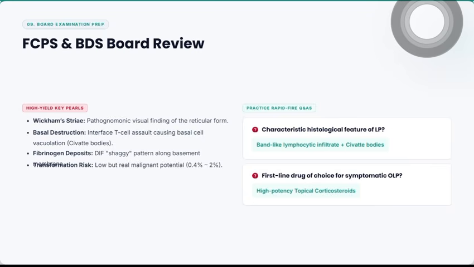So some quick review and MCQs. Classic feature of reticular lichen planus, Wickham striae. Main cells involved in pathogenesis are cytotoxic T-cells. True about malignant potential of OLP is low risk but present. Treatment of choice for symptomatic OLP is topical steroids.